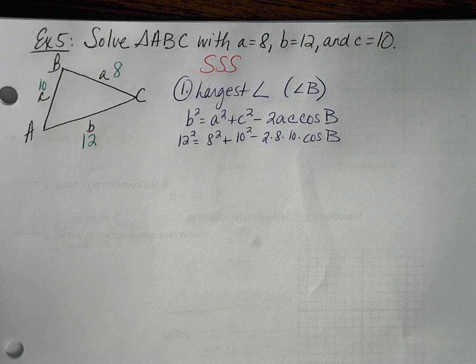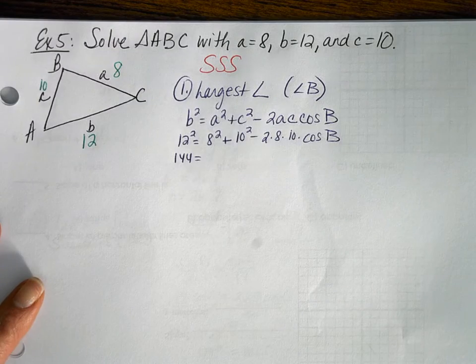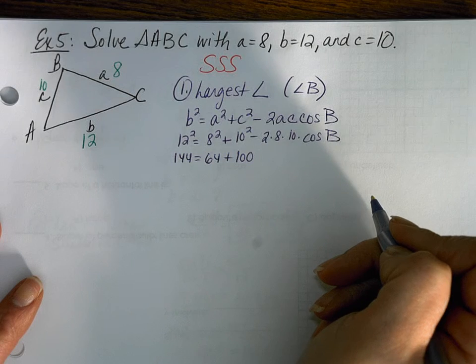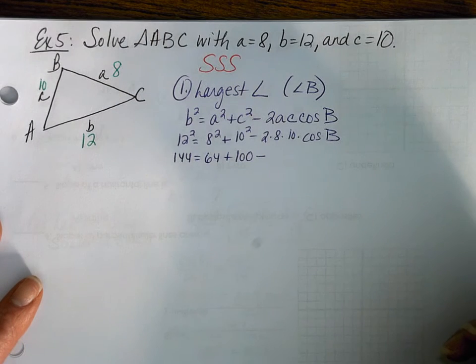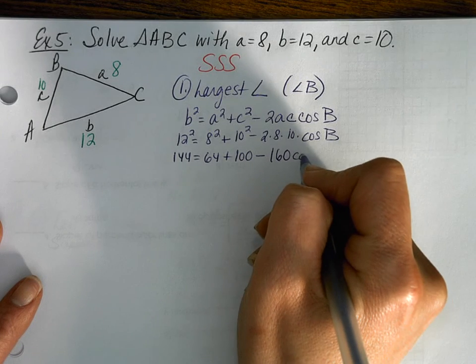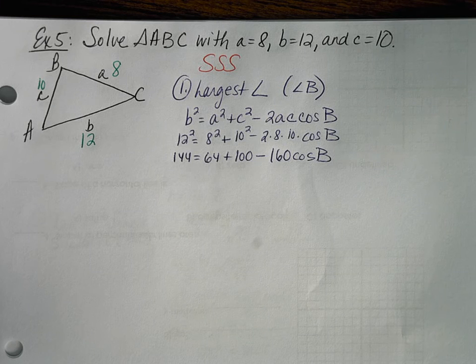All right, tell me what I'm doing to solve. Okay, yeah, 12 squared is what? 144, yeah, equals 64 plus 10 squared is 100, minus 2 times 8 times 10 is 160, and then the cosine of b. Beautiful. All right, anybody have any thoughts about what we want to do next?